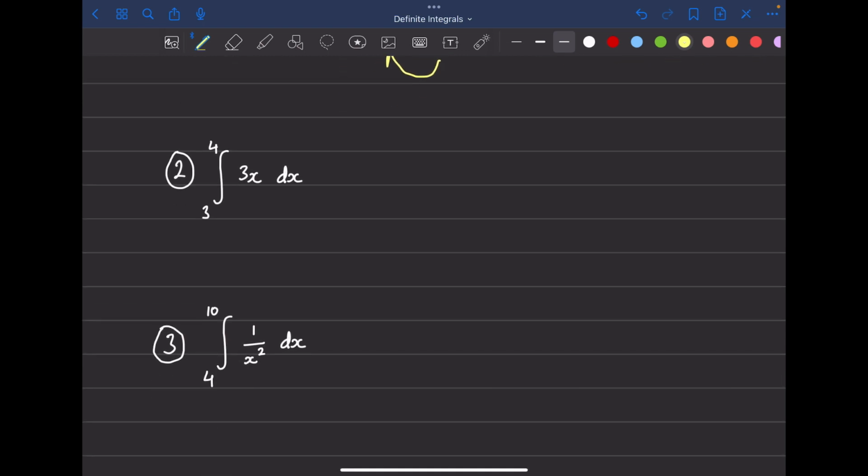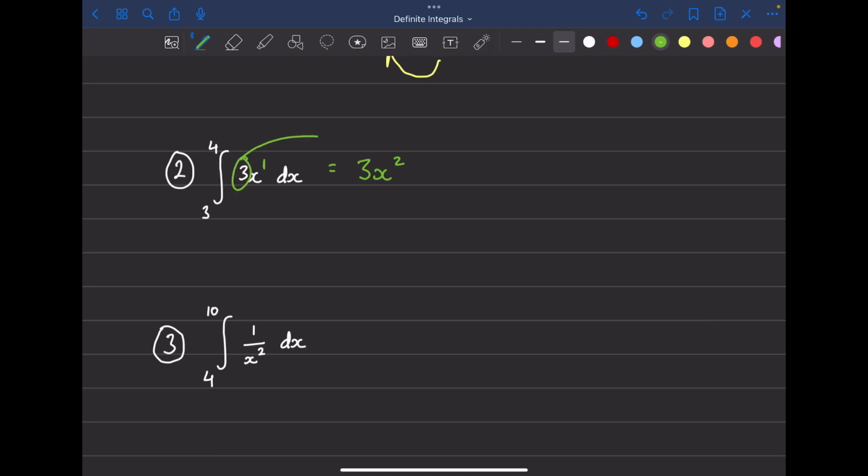Question number 2, same thing. So you have the definite integral of 3x with respect to x from 3 to 4. So if you want to find that, what is the integral of 3x first? Right here we have an exponent of 1, so make it have an exponent of 2 because we always increase the exponent by 1. And then put the 3 there because that was already there.